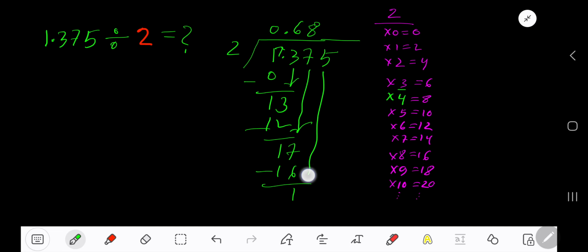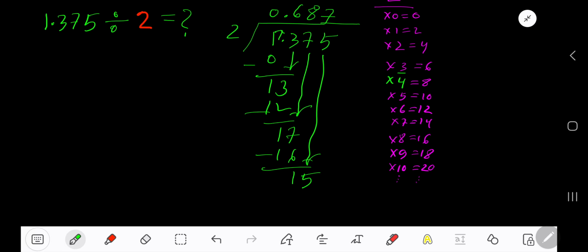Subtract, we get 1. Bring down this 5. How many times does 2 go into 15? 8 times is 16, which is greater. So 7 times. 7 times 2 is 14. Subtract, we get 1.